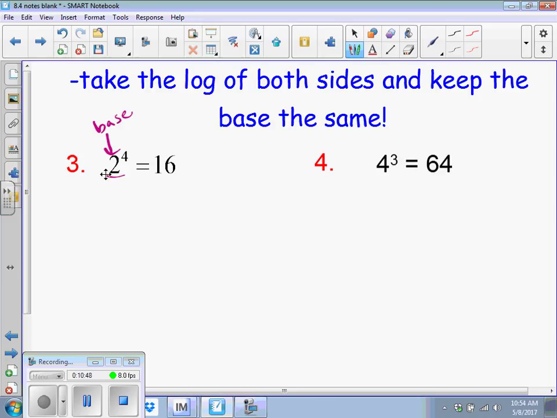Log base what? Right, log base 2 of both sides. Okay? So, log base 2 of 2 to the 4th power equals log base 2 of 16. As long as you do it to both sides, it's okay.